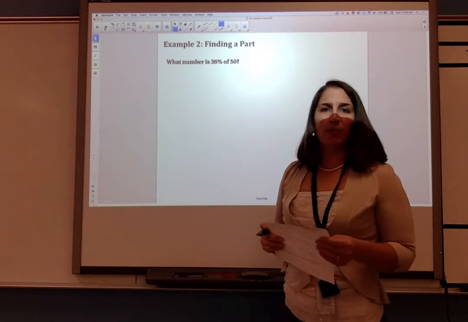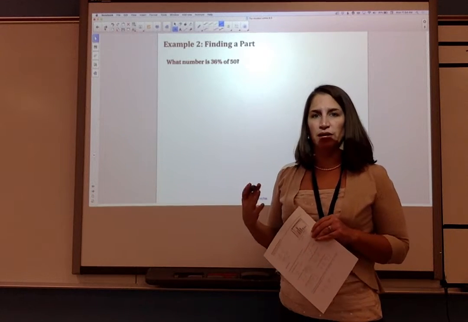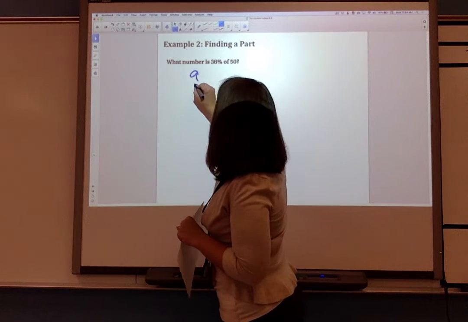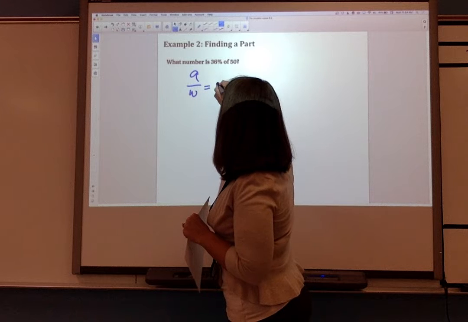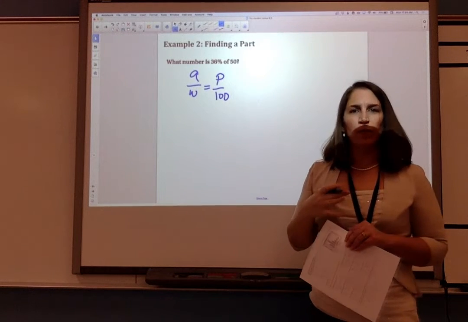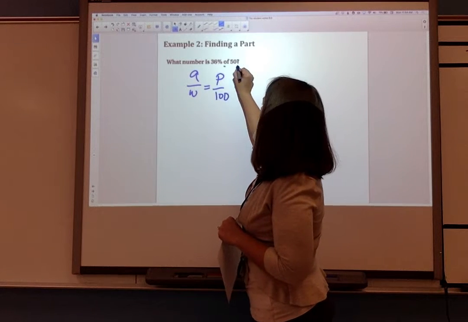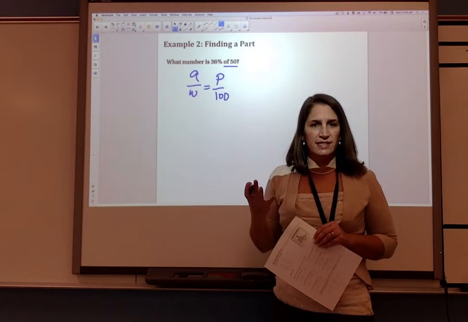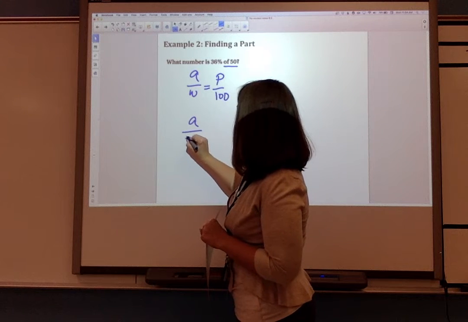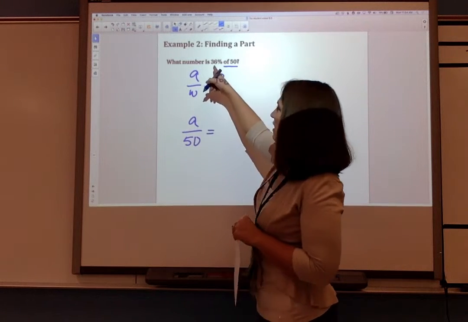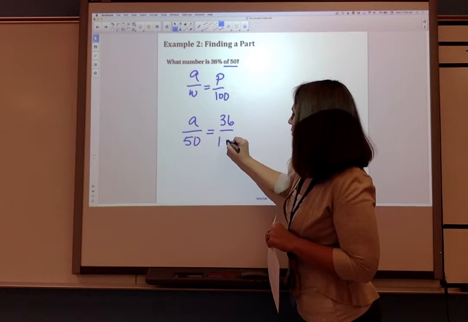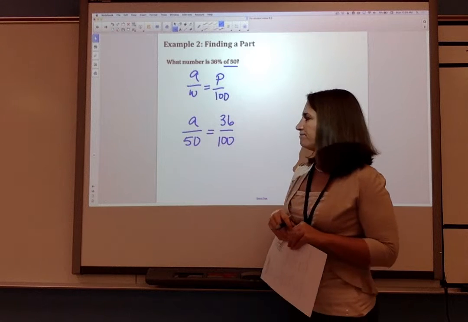Here's our next example. This time we're finding the part. So we're given the whole, we're given the percent, we're going to solve for the part. So we're always going to start by writing A over W equals P over 100 so that we're sure we know what that percent proportion is. And this time it says "of 50." So remember, that's a key that we're talking about the whole. So we don't know what the part is. We know the whole is 50. And we know that the percent is 36. So that's 36 over 100.